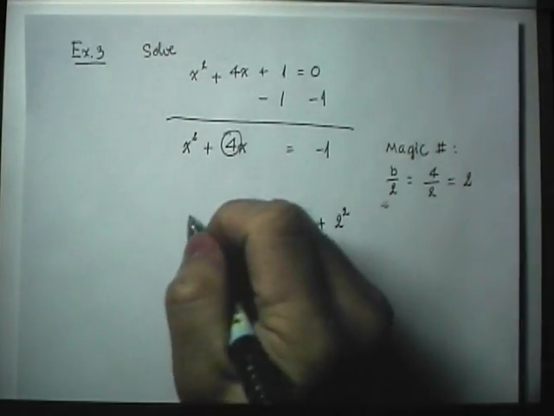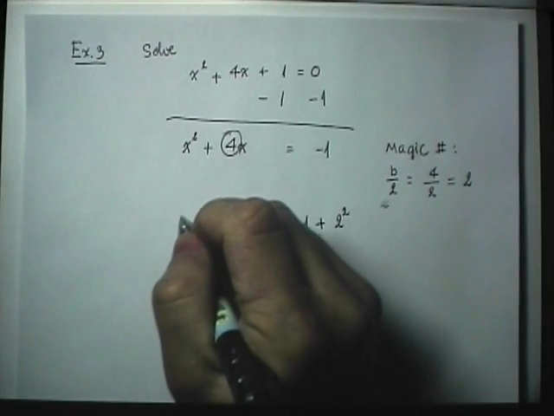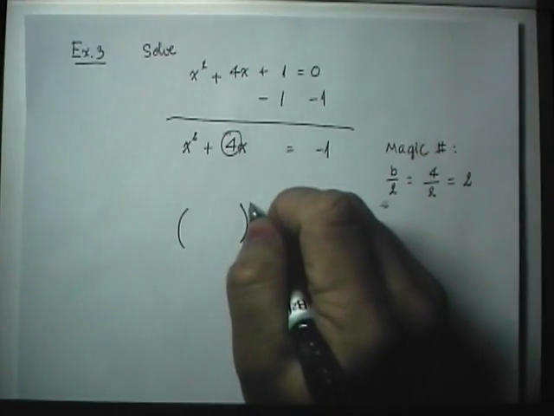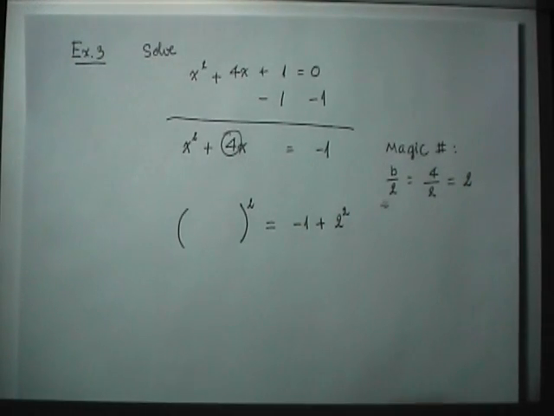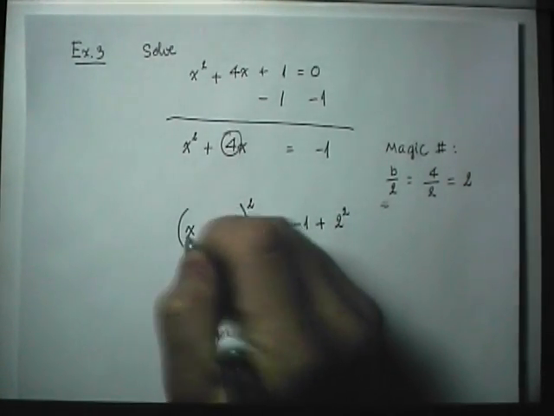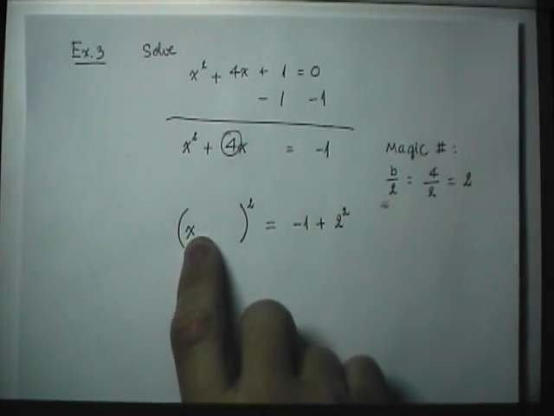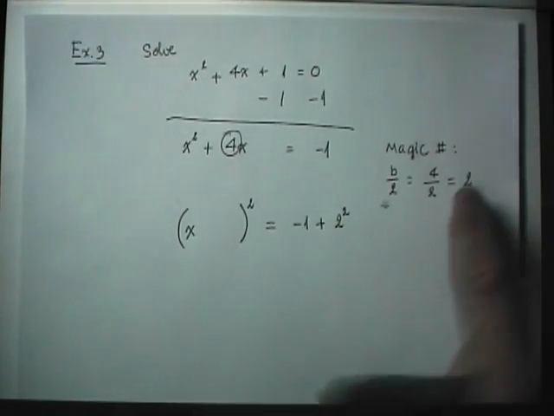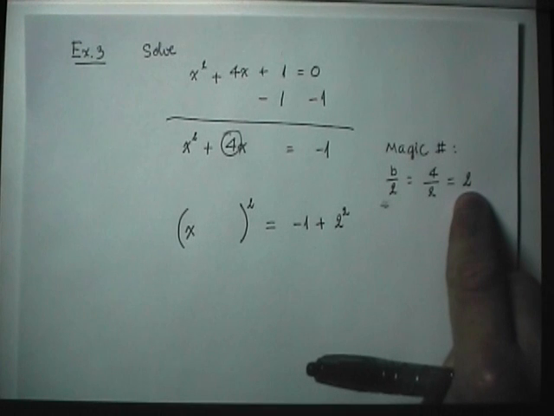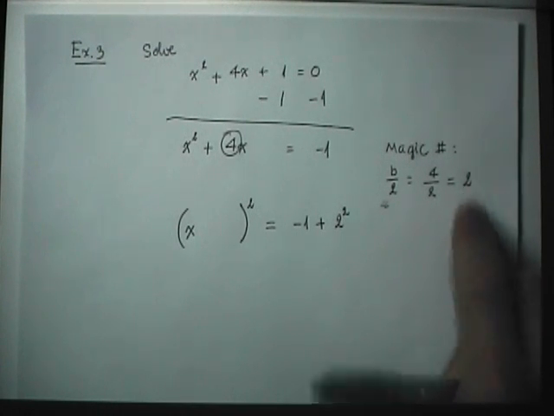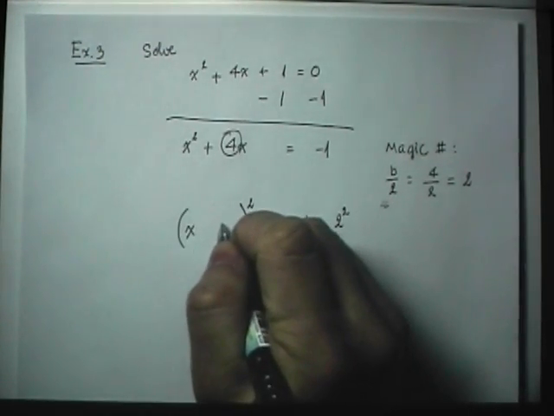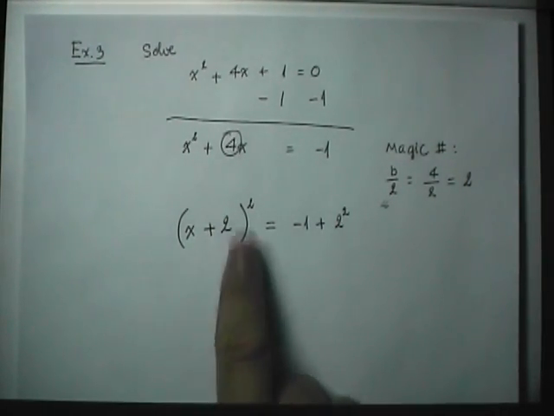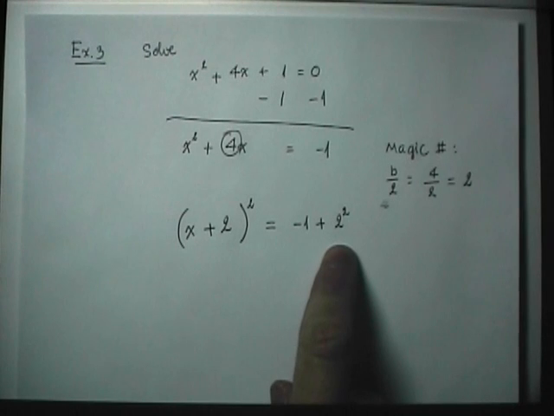And on the left hand side, here's how the magic happens. Produce a pair of parentheses, once again with a square. Then there's always the x with coefficient 1, no square whatsoever, and then the magic number we calculated earlier, put here together with its sign, so it's plus 2. So we have x plus 2 all squared equals negative 1 plus 2 squared.